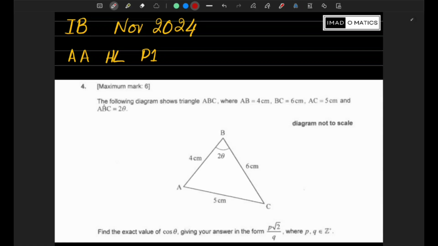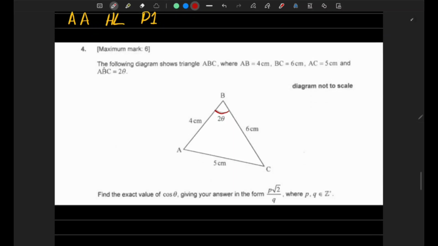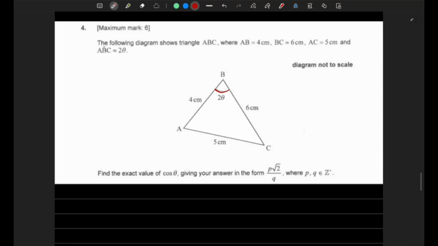Hi guys, that's question number 4. The following diagram shows triangle ABC where AB is 4 cm, BC is 6 cm, AC is 5 cm and angle ABC is 2 theta. Find the exact value of cos theta, giving your answer in the form P root 2 over Q where P, Q are positive integers. So we have to find the value of cos theta.